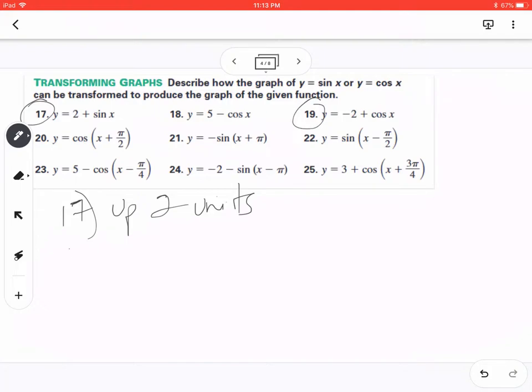Number 19. We could rewrite number 19 as y equals cosine of x minus 2, instead of saying negative 2 plus cosine x, which means that they're taking 2 off of it vertically, so instead of up 2 units, it's going to be down 2 units.